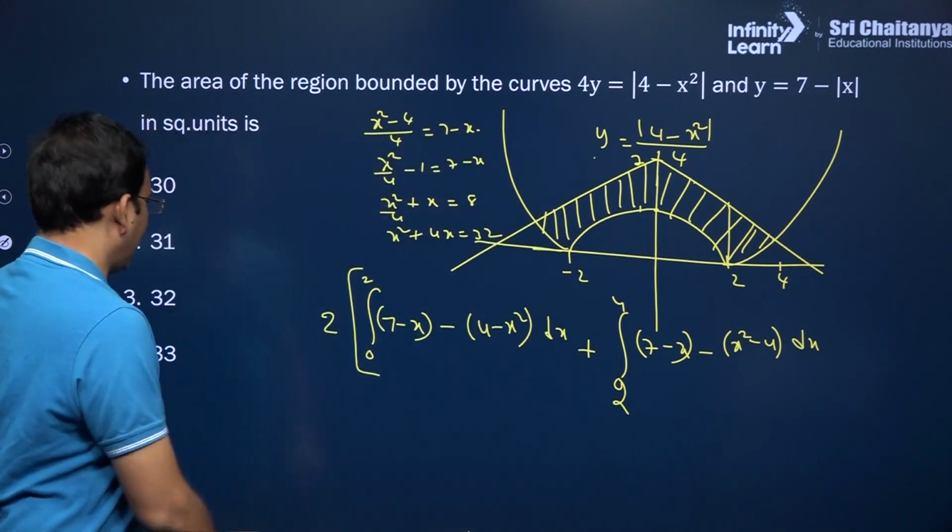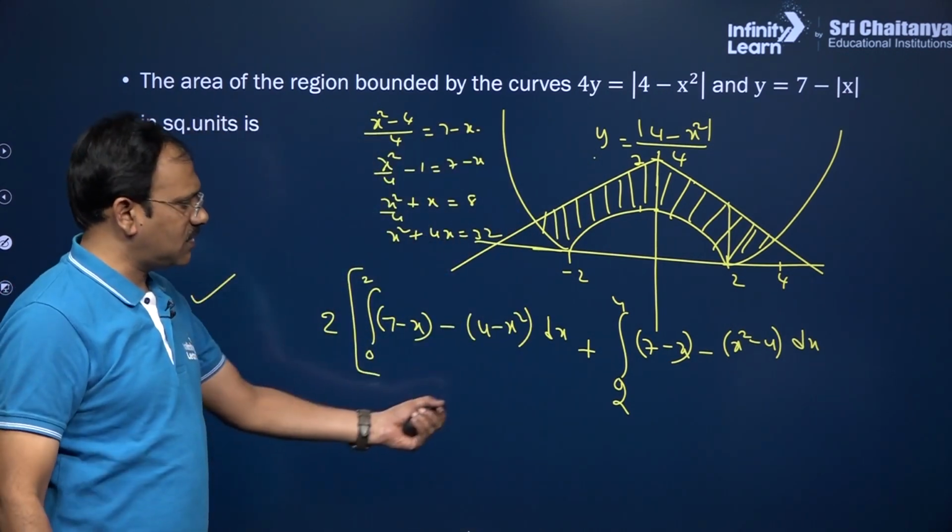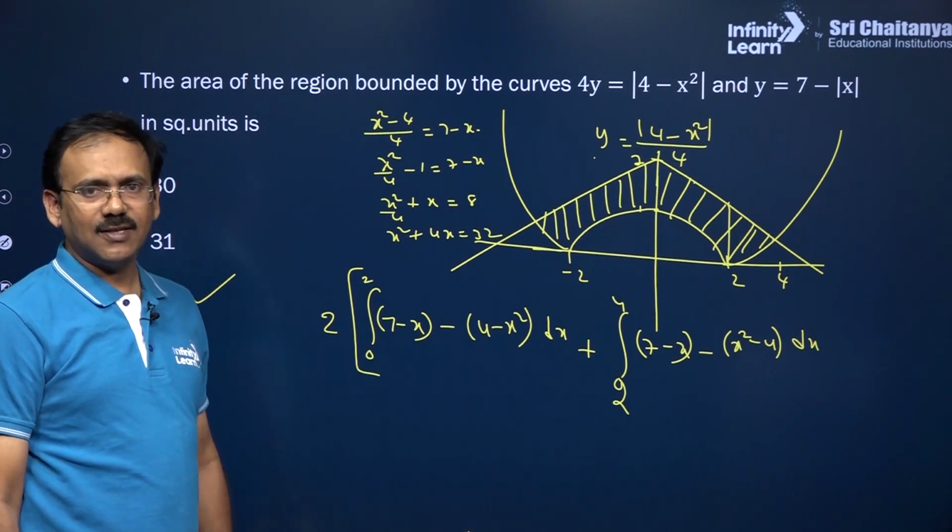Now, you just simplify, you are going to get the answer as 32. It is a simple polynomial, you can integrate, right.